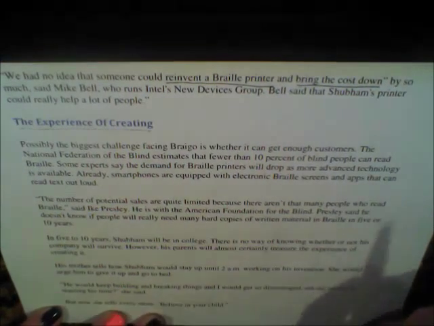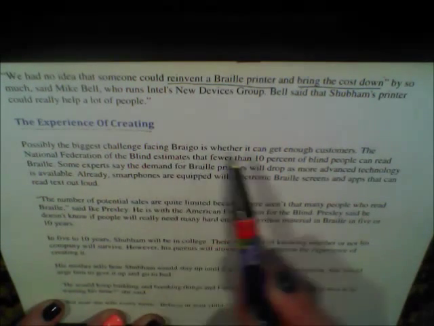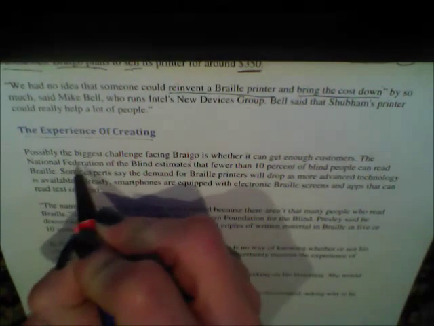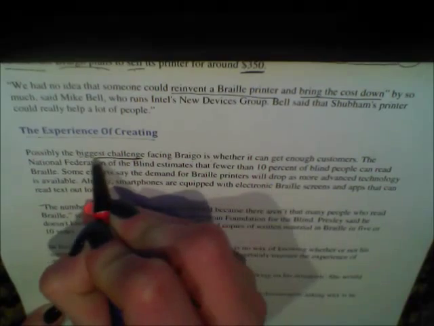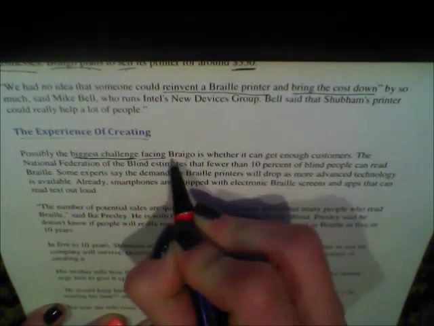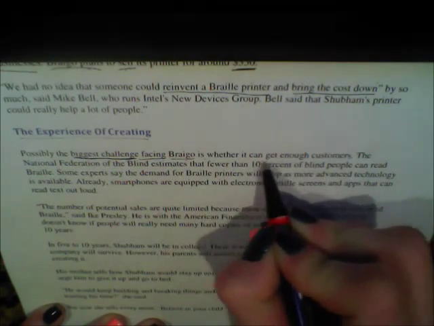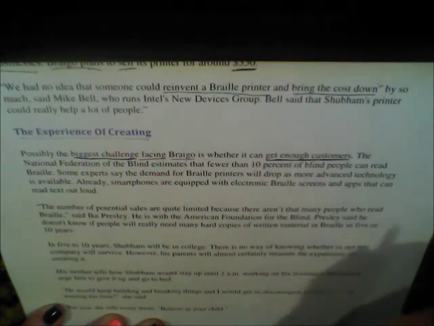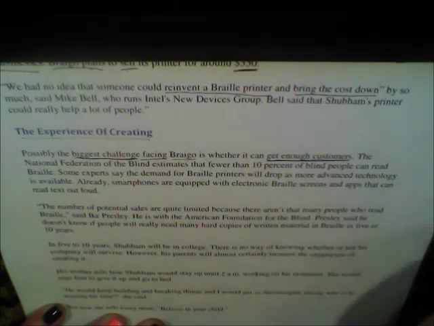All right, guys, so the last section is the experience of creating. I'm going to go through this to help you out, and let's just see. Possibly the biggest challenge facing BrailleGo is whether it can get enough customers. Now, I know in my passage it says that I have to come up with a challenge for the future, so I'm going to definitely underline biggest challenge facing BrailleGo is whether it can get enough customers. So I know that this is my problem for the future.